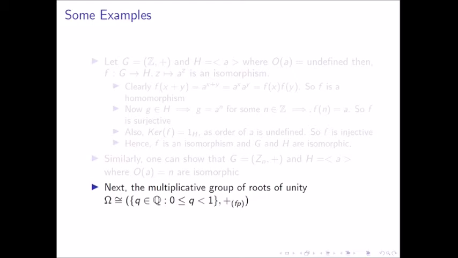Next, the multiplicative group of roots of unity. Why is this a group? Check it out, it was a part of the previous assignment. It is isomorphic to this group given over here. A group similar to this was given in the assignment. It's basically all non-negative rational numbers lesser than 1, and the addition is the fractional part operation. So it turns out that this is also a group with 0 as the identity. So try to prove that there exists an isomorphism between omega and our special group over here. This would also be a part of your assignment, but you can try it whenever you're free.